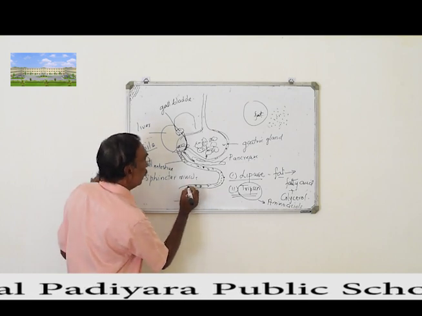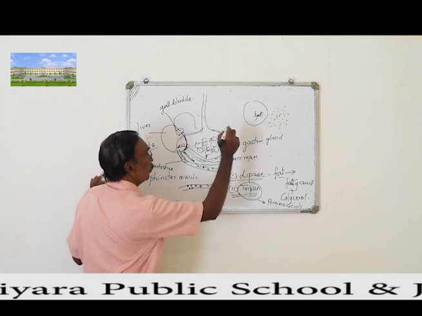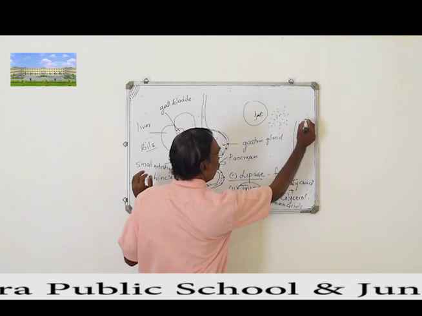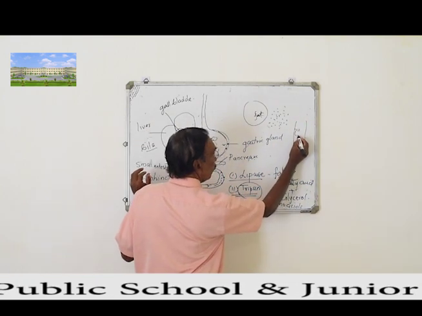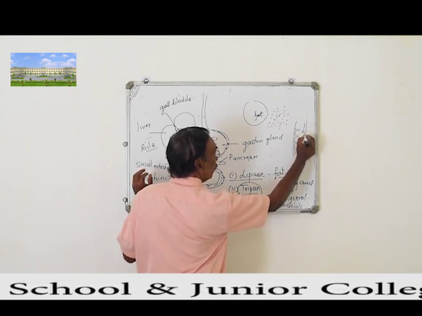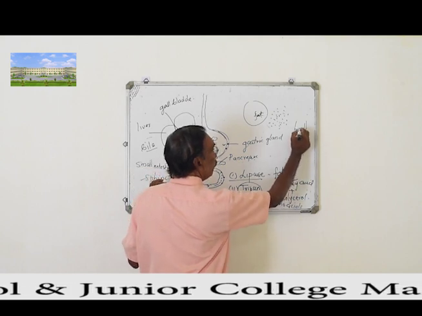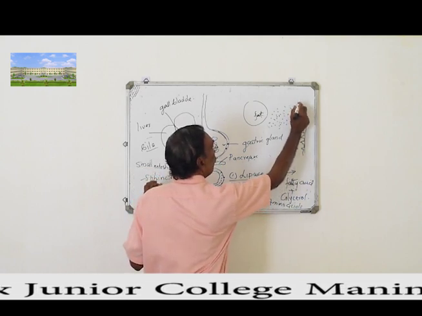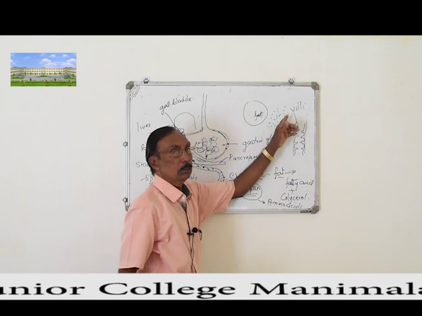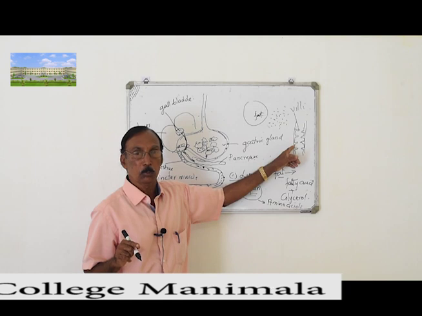Inside the small intestine, small finger-shaped structures are there. This picture is part of the small intestine. The small finger-shaped structure is called villi. Plural is villi, singular is villus. It is a small projection inside the small intestine.